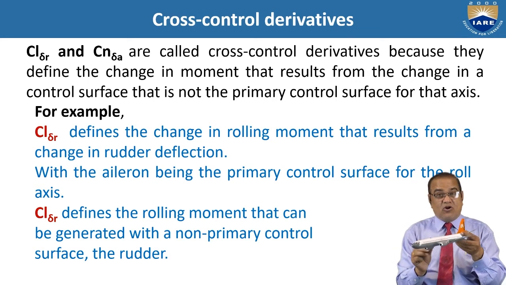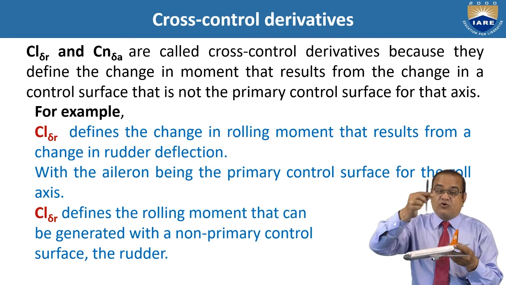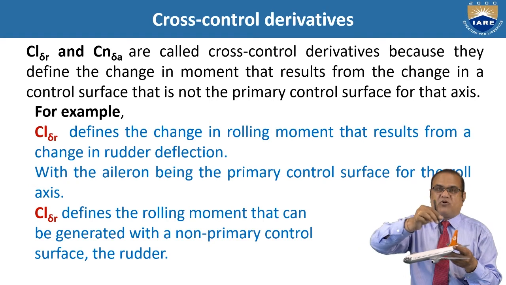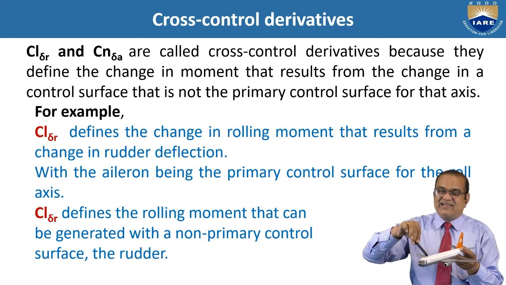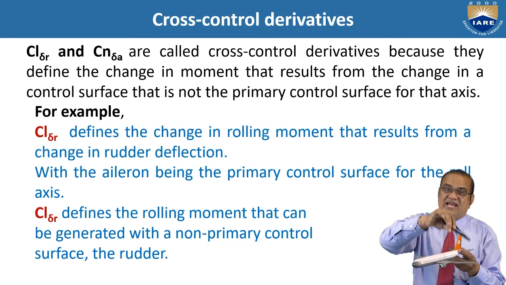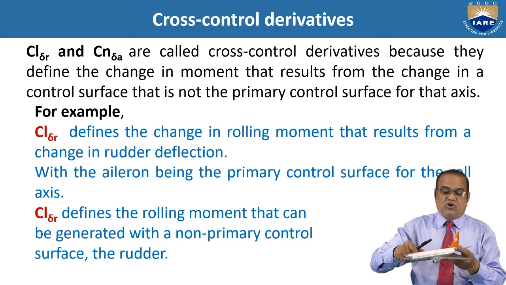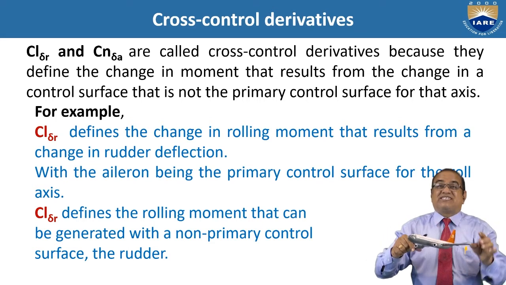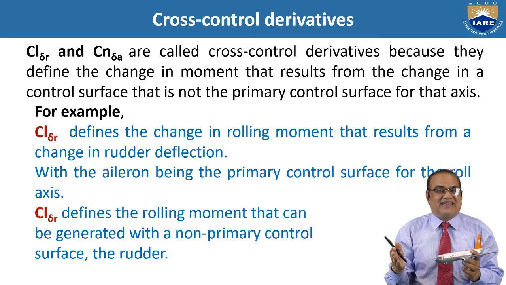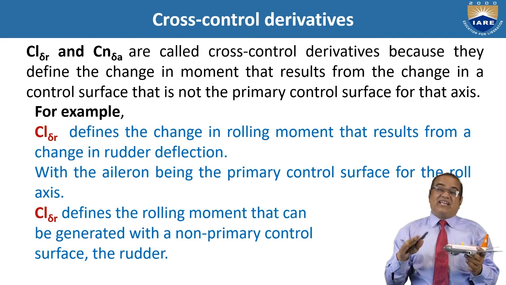So during rolling, due to the difference in the lift on both sides, the right wing will have less induced drag than the left wing. Left will have more drag. So this will be pushing like this. So this is called Cn delta A. That is why they are cross coupled.